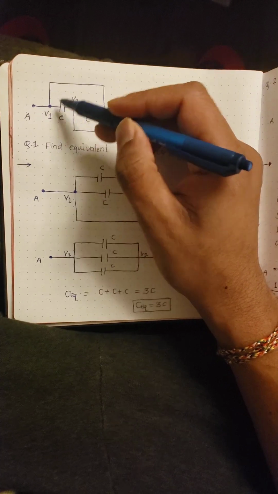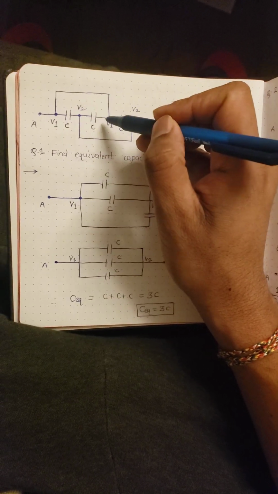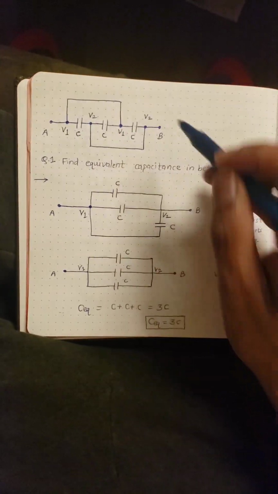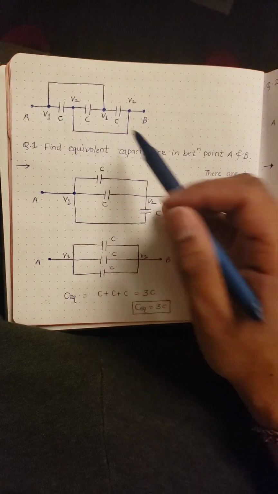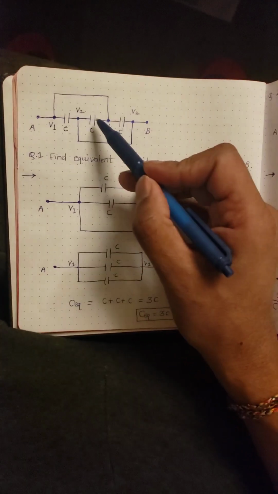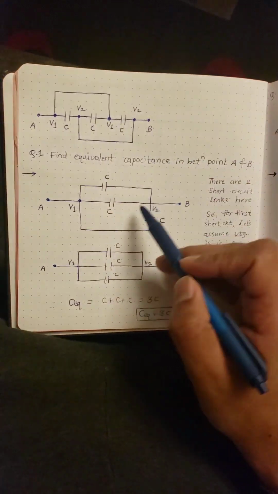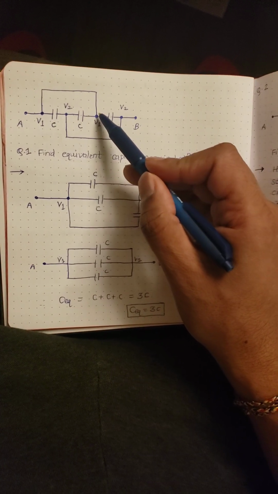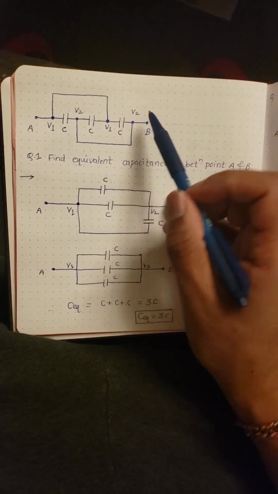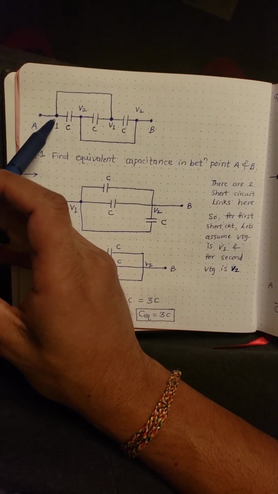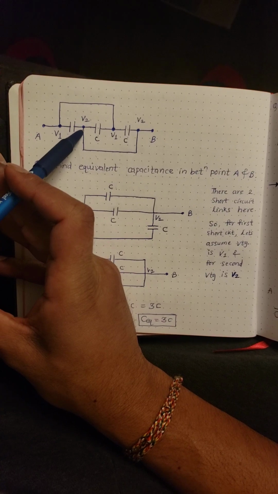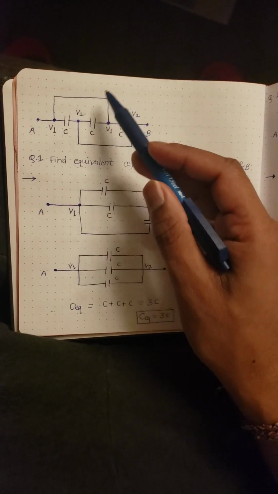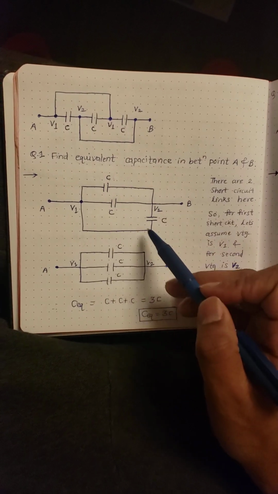V1 to V2, this point is again the same V1. When the potential is the same, that means the capacitances are connected in parallel. So this C is in parallel with this C, and that's how I have drawn it. Again, for the third capacitance, the potential is V1 and V2, because this short circuit makes this point the same potential V1. Similarly, the other short circuit makes V2 the same as V2 here. So we can redraw this circuit as C in parallel with C in parallel with C.